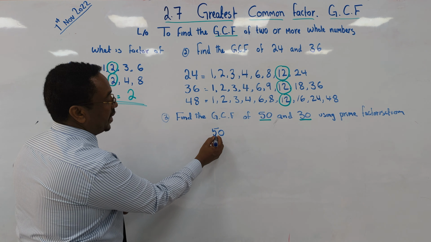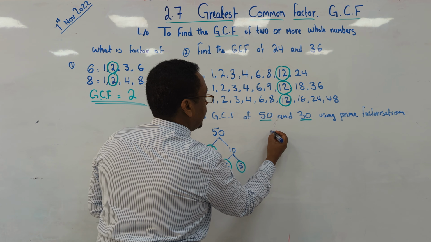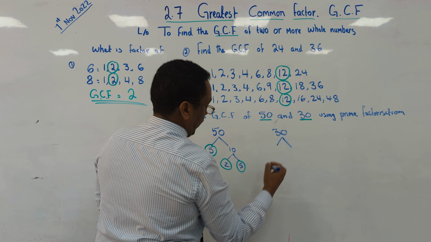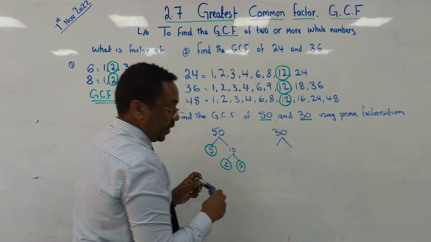Okay, so we've done the 50. Now we do the 30. What gives us 30? 3 times 10. 3 times 10.